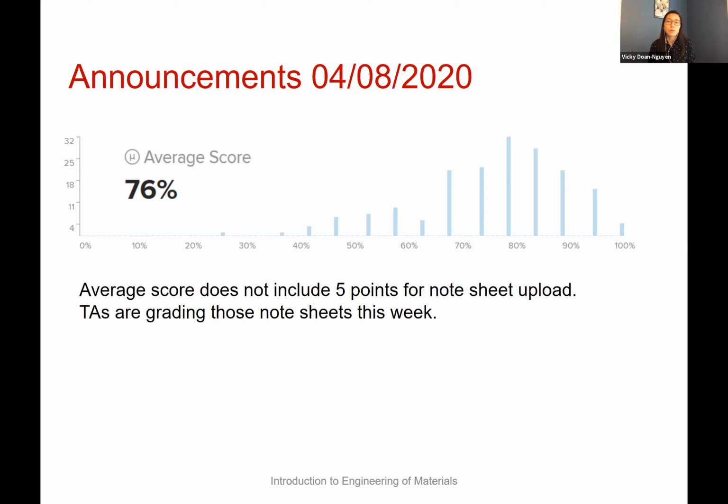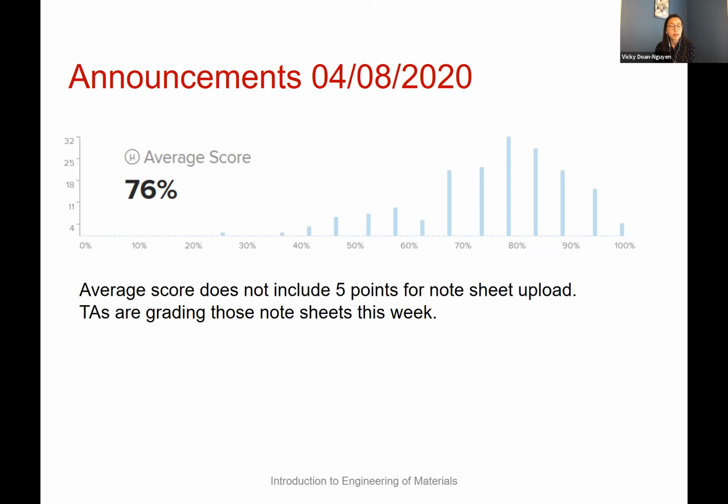But before we do that, I'm just going to go over briefly the scores on exam 2, now that everyone's scores have come in. So the average is 76%. This is the distribution of the scores, as you see here.